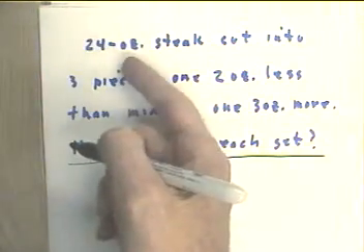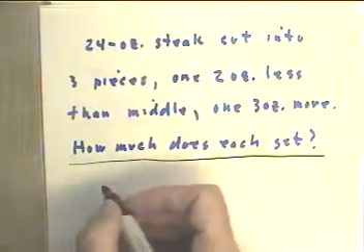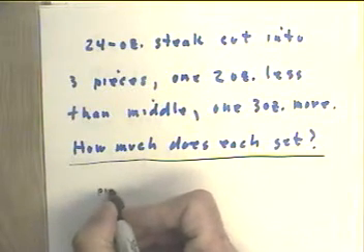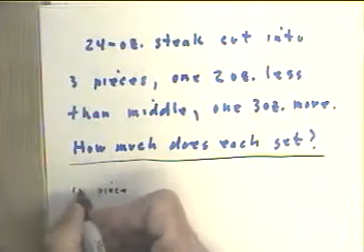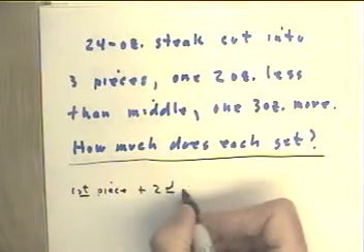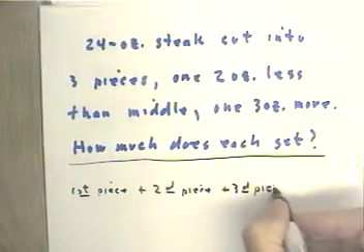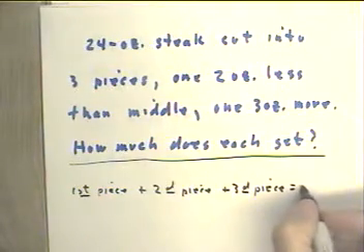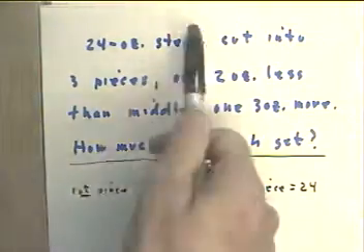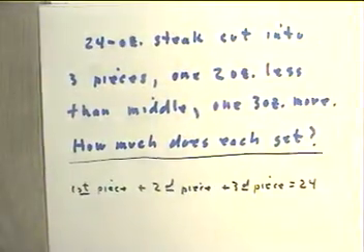We have a 24-ounce steak, cutting it into 3 pieces. Now, what does that tell us? That says the weight of the first piece plus the weight of the second piece plus the weight of the third piece equals 24. Okay, just writing down something obvious, but translating the words into a set of mathematical statements.